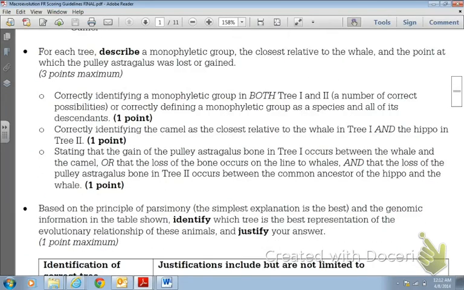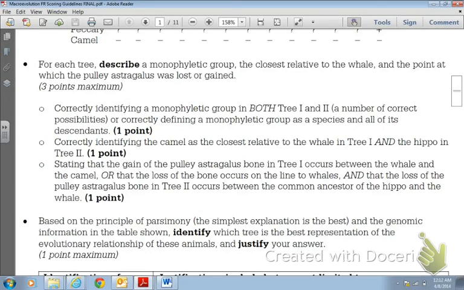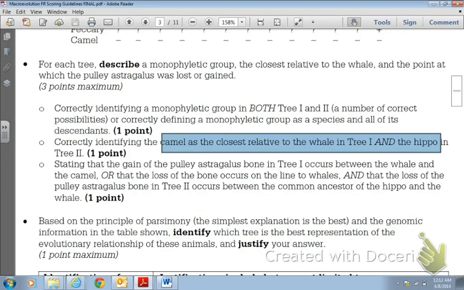Okay, so in order to get 1 point for the monophyletic group, hear me say this. In order to get 1 point for the monophyletic group, you had to get it correct on both trees. So that point's kind of hard to come by. On tree 1, and it's got to be clear, the camel was the closest relative. And on tree 2, the hippo was the closest relative.